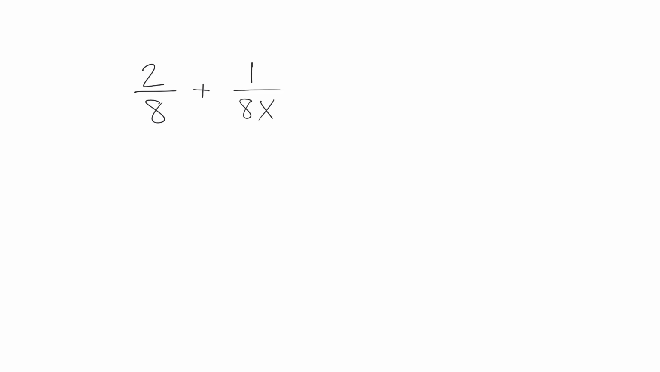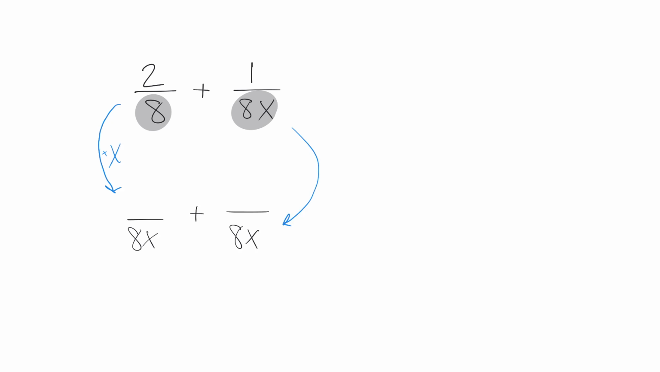So let's try one. Let's say we've got 2 over 8 plus 1 over 8x. So look at these common denominators. They are not the same, but they're awfully close. Is there something I can get to relatively easy that would be common? And you're right, it would be 8x. And to make that common denominator, I just need to multiply this side by x.